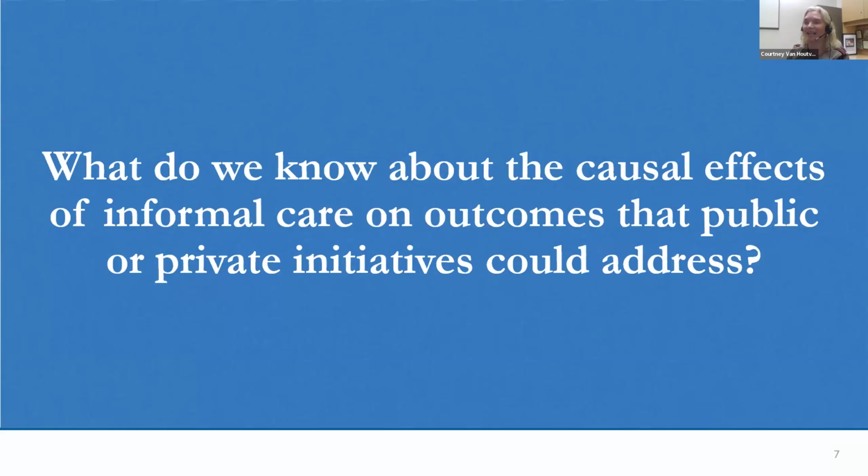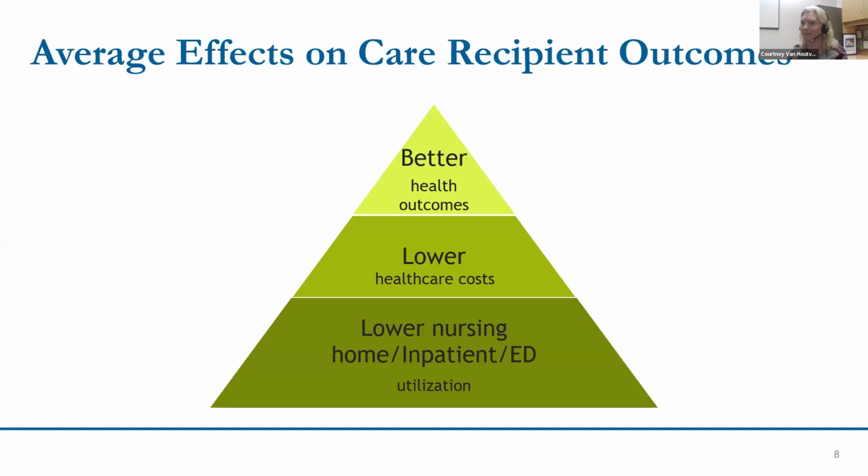Okay. I want to talk a little bit about the causal effects of informal care on outcomes that public or private initiatives could address. And while the descriptive work has been truly foundational in this area, I'm really focusing on the health economics causal literature because it's most useful for policy, and we want to have an accurate understanding of really the treatment being the family caregiving on the outcomes rather than the reverse.